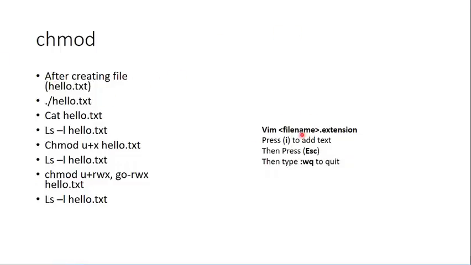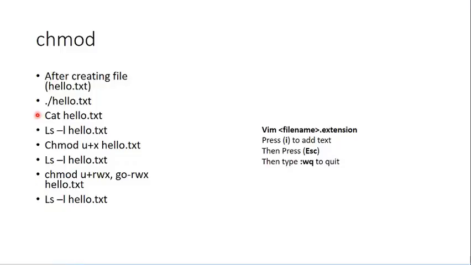So vim filename.extension, and I press i to add your text. After completing your text, you have to press escape. Then you have to type colon w q to save and quit your vim file.